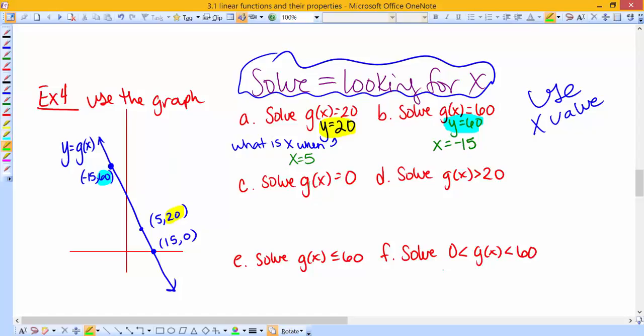Okay, now the next one. It's where y is 0. So I'll use green. So I'm going to go to where y is 0. And my x value where y is 0 is 15. So the equations, those are fairly simple. Now we're going to get to the tricky ones.